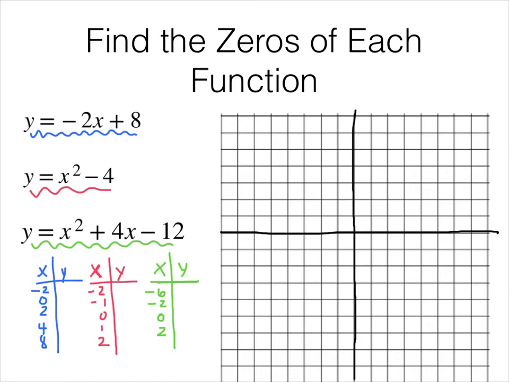-2 times -2 is 4, plus 8 is 12. Not going to be able to fit that on my graph. 0 times -2 is 0, plus 8 is 8. -2 times 2 is -4, plus 8 is 4. -2 times 4 is -8, plus 8 is 0. And 8 times -2, -16, plus 8 is -16 plus 8, -8. Goodness, that doesn't seem right.